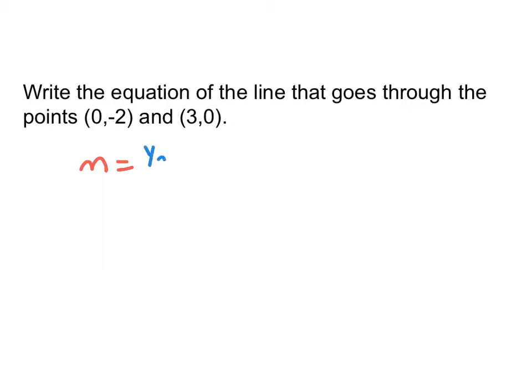y2 minus y1 over x2 minus x1. That's the slope formula, okay? It's also understood as the change in y over the change in x, okay? So if we start by working that out, then we're looking at these points here. Remember, we have our x1 and y1, our x2 and y2.